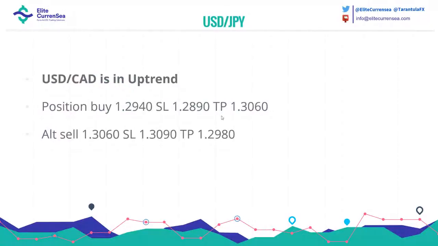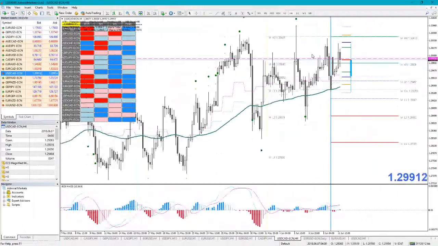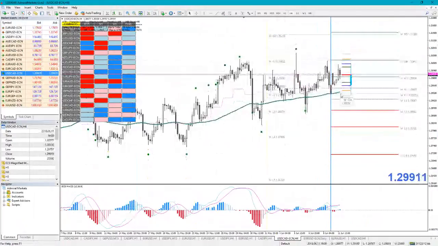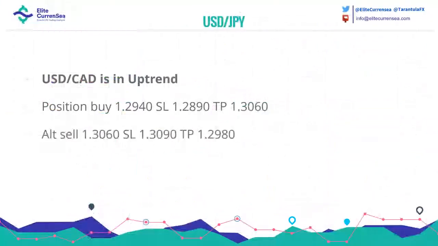And here it looks like ranging price action, but it's not a huge zigzag. It's more like buying the dip, selling the rally, but it's still uptrend. And the angle of this EMA is inclined to the upside. So to me, this looks bullish, the Australian dollar CAD. And on the Australian dollar CAD, this is the setup: 29.40, stop 28.90, TP 30.60. Sell 30.60, stop 30.90, TP 29.80.